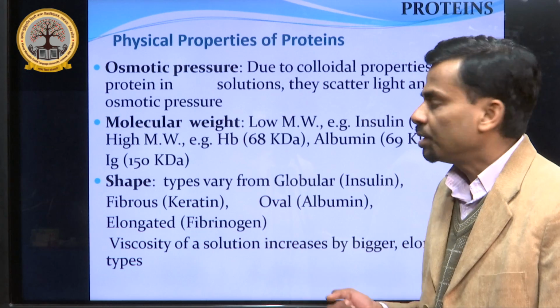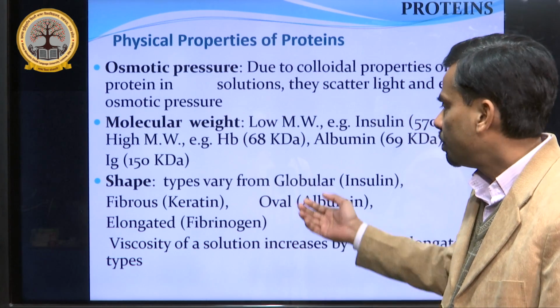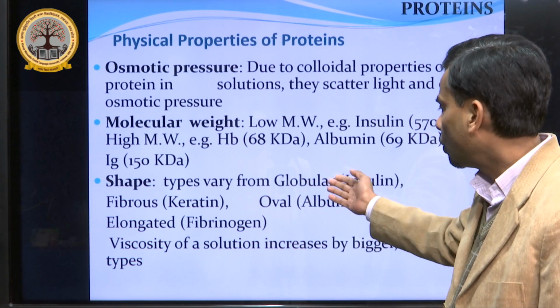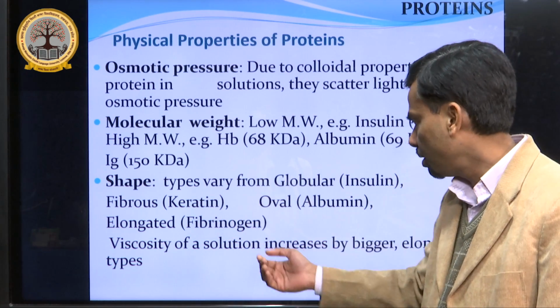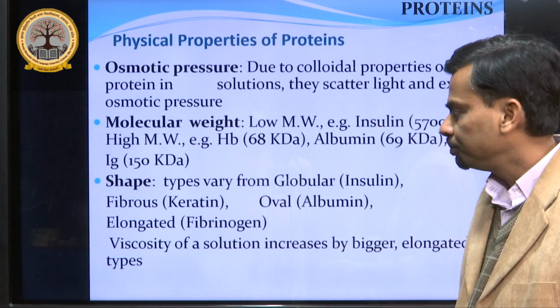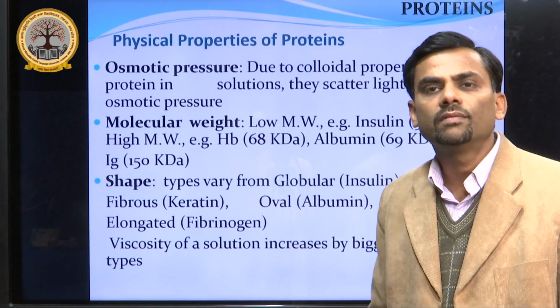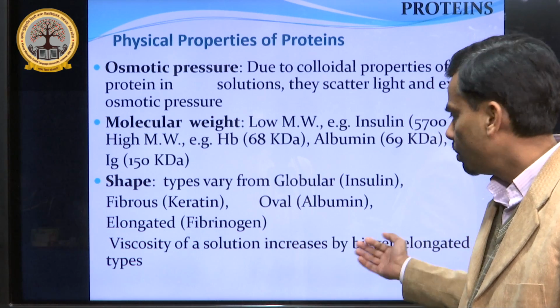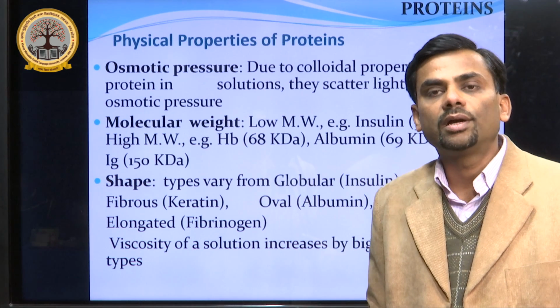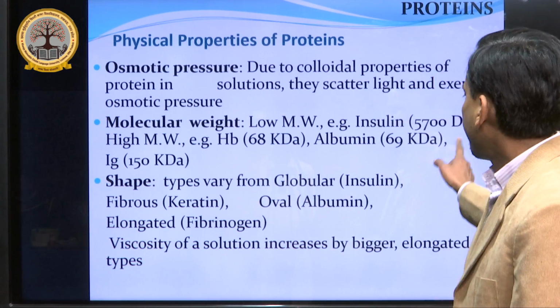Coming to the shape, another physical property, these are diverse shapes. It varies from globular in case of insulin, to fibrous in case of creatine, oval in case of albumin, and elongated in case of fibrinogen. So the viscosity of a solution increases with bigger and elongated types of proteins.